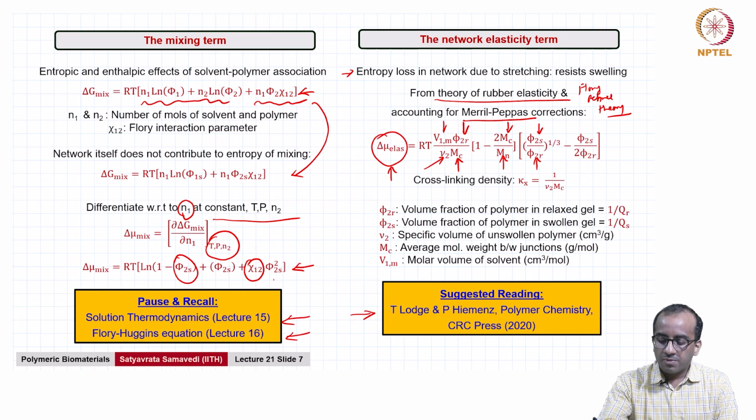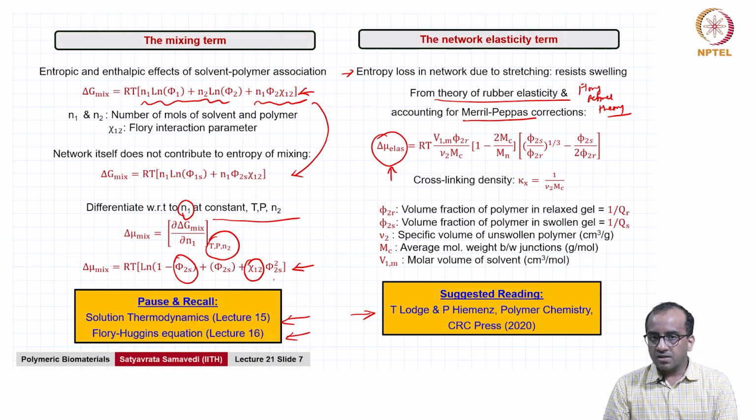Of course, it is going to depend on temperature as well. Another important structural parameter related to MC is the cross-link density, kappa sub x, which relates to MC as 1 over nu2 times MC. So, if you have MC, not only can you understand hydrogel swelling behavior, you also can access the cross-link density.